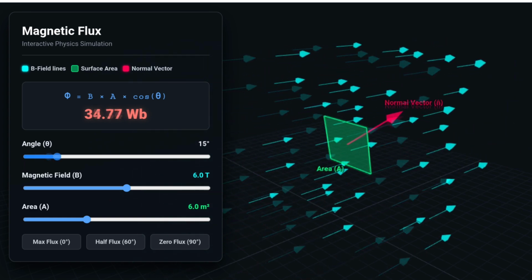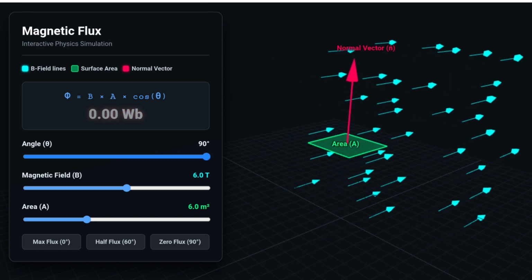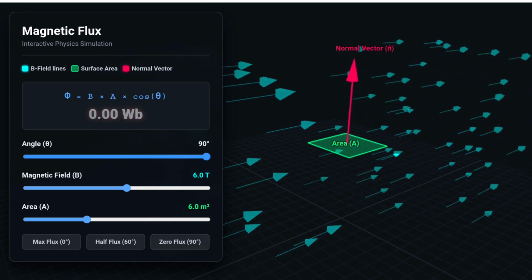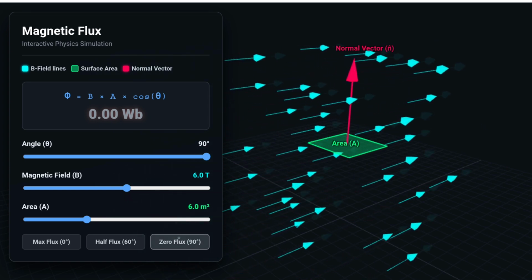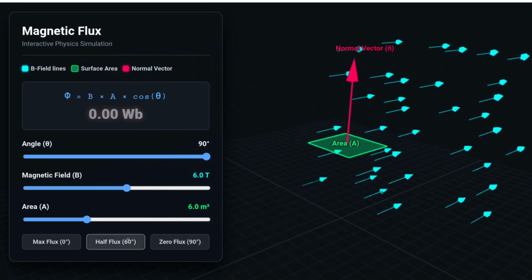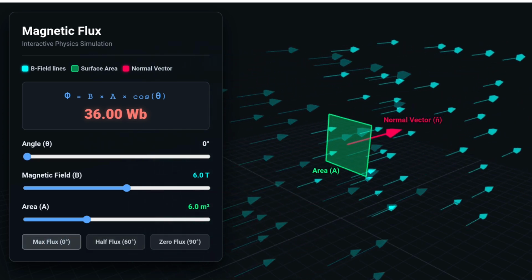So here the flux is changing, and at 0 degree, zero flux will be passing through the area, therefore the flux will become 0. So for the zero flux, angle between normal vector and magnetic field lines will be 90 degree. For half flux it is almost around 60 degree, and for maximum flux it is 0 degree.